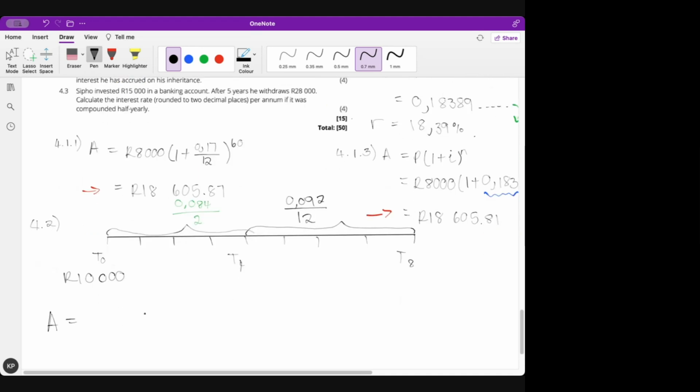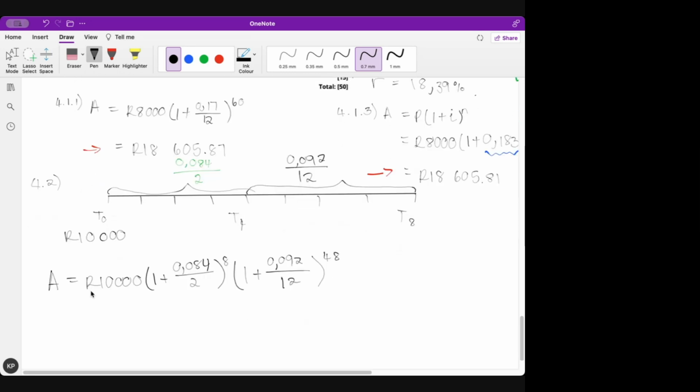So first, I work out my accumulated amount, which is 10,000 rands, times 1 plus 0.084 divided by 2. It's 4 years, twice a year, so that would be to the power of 8. And then the second part of it is 1 plus 0.092 over 12. 4 years, but this time 12 times a year, so that would be to the power of 48. Let's find out what the accumulated amount is quickly, guys.